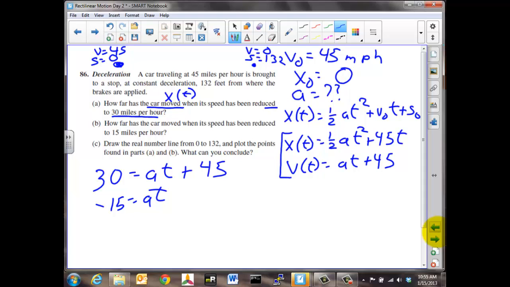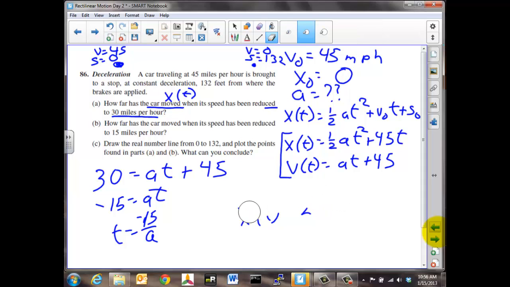Yeah. So let's do that. We could say T is negative 15 over A, and we could plug it in up here, couldn't we? Can we just plug it into that one? No, because if we plug it back into itself, it just makes everything disappear. So now our position function is 1/2 A. Now let's not do it that way.